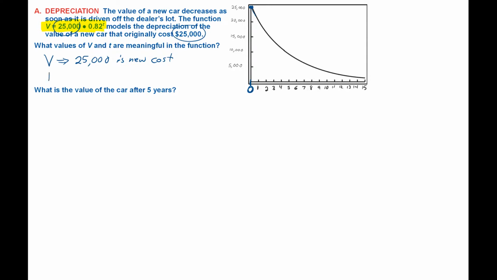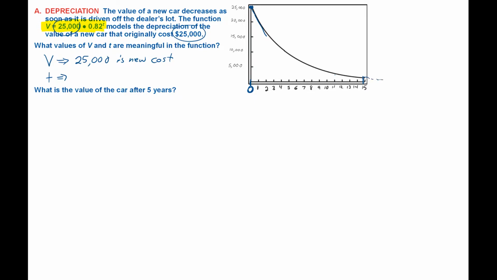T, what times are meaningful? Well, at t equals 0, the cost is 25,000. That's pretty meaningful. But notice this curve shows as it depreciates. After 4 years, what is it? Approximately 12,000 there. At 8 years, we are about at 5,000. So I'd say a meaningful year here is when the car is basically worthless. Way down here at year 15, our curve is approaching 0. There, the car is only worth maybe $500.